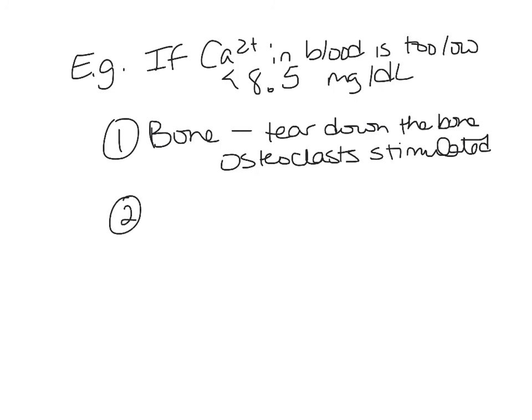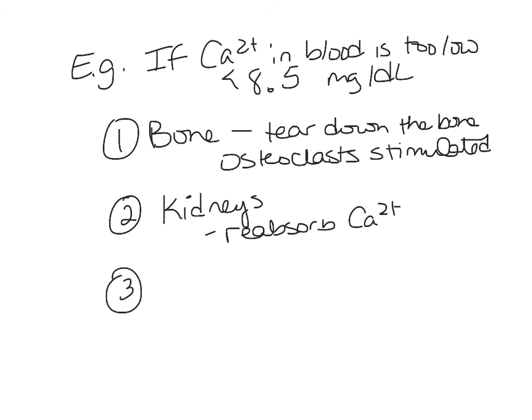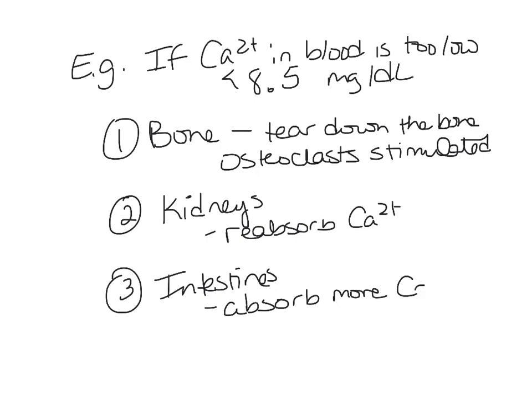And then if we looked at the kidneys, again, the kidneys can either reabsorb or urinate out. If we need more calcium to stay in the body, what would we do? Reabsorb. So the kidneys would reabsorb calcium and not filter it out, not urinate it out. And the last place then is the intestines. We can either absorb or not absorb from our diet. In this case, we would want to absorb, right? So the intestines would absorb more calcium. And to absorb more calcium, that requires the hormone calcitriol.